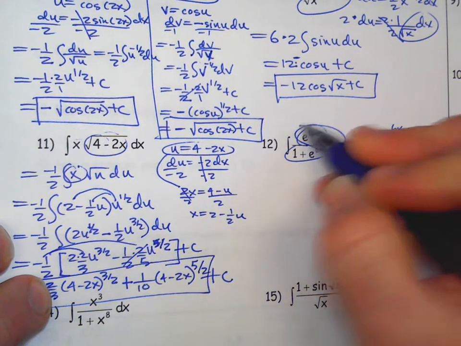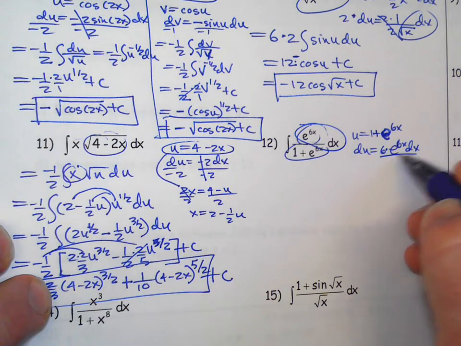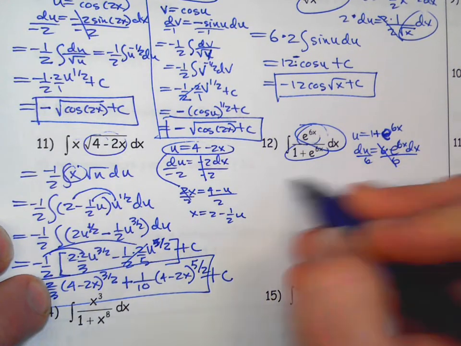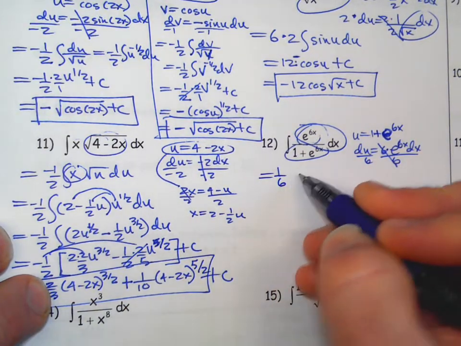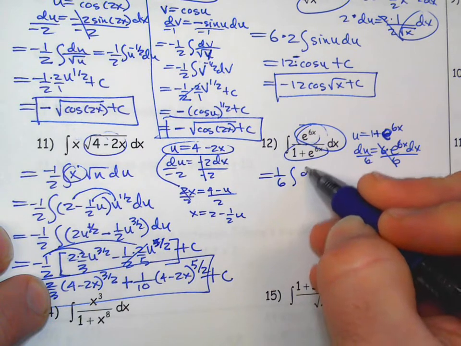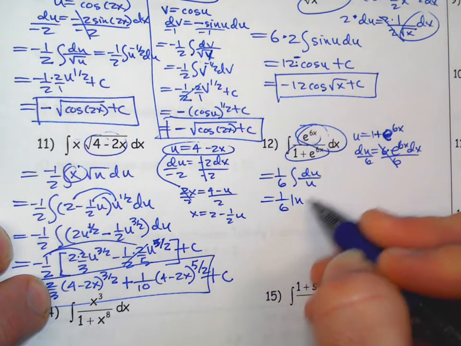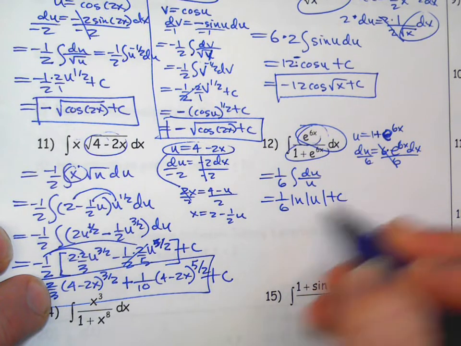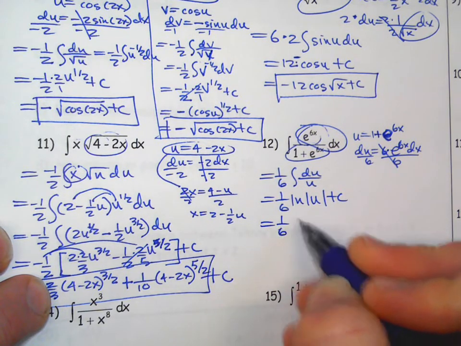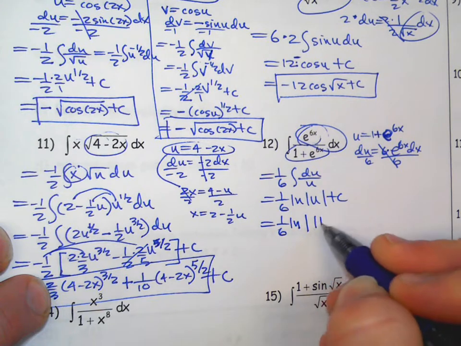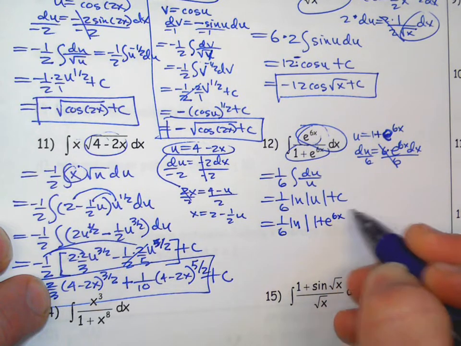Now that's perfect. I want e to the 6x dx. I don't want the 6 though. So I'm going to rewrite this as 1/6 integral du over u. So this is 1/6 natural log of the absolute value of u plus C. So this is 1/6 natural log of the absolute value of 1 plus e to the 6x.